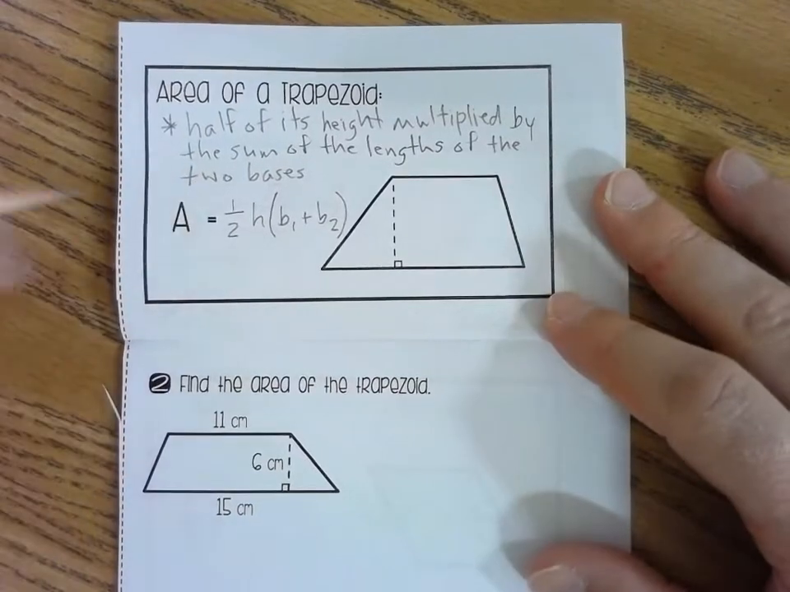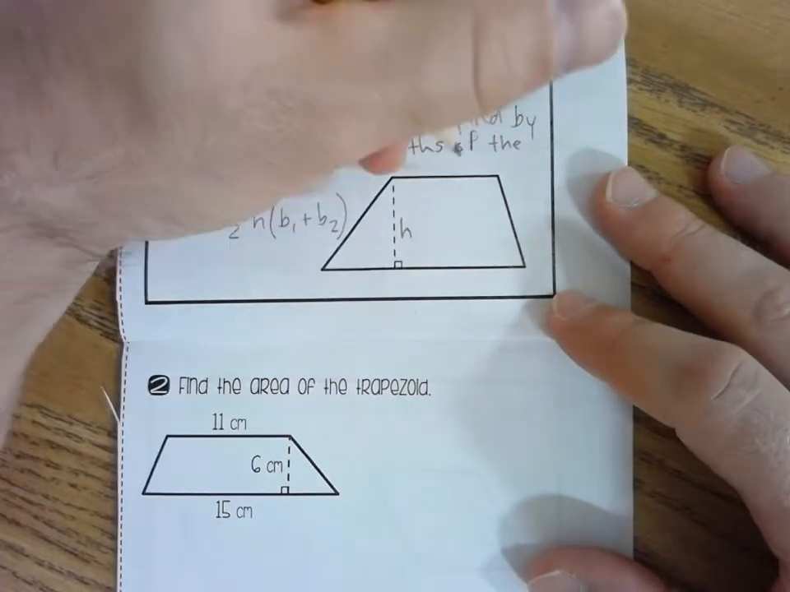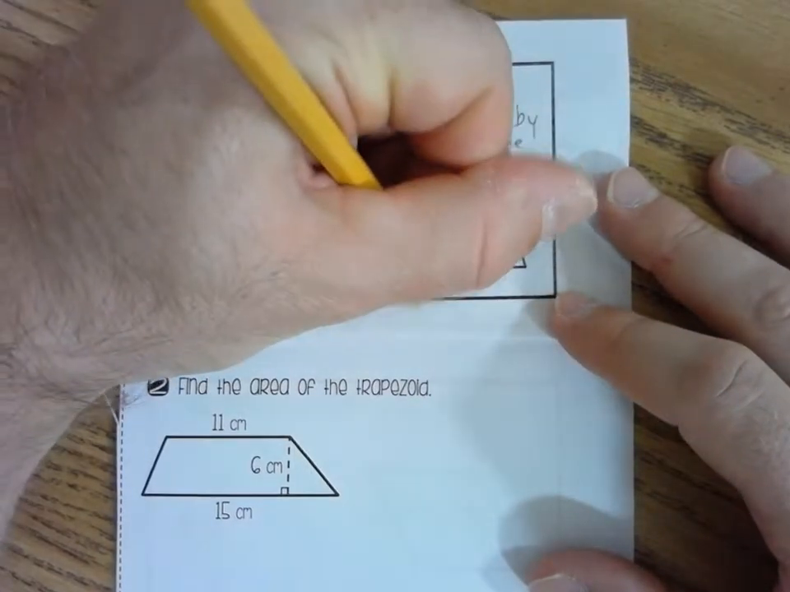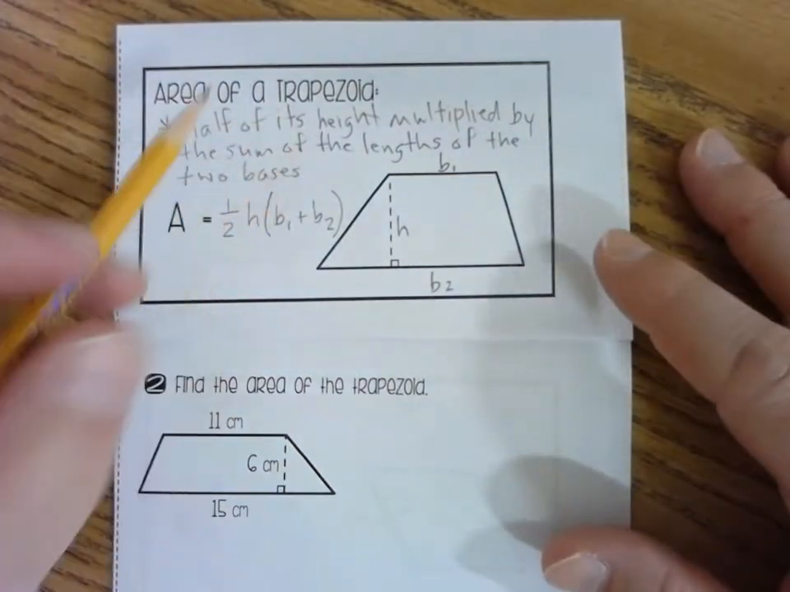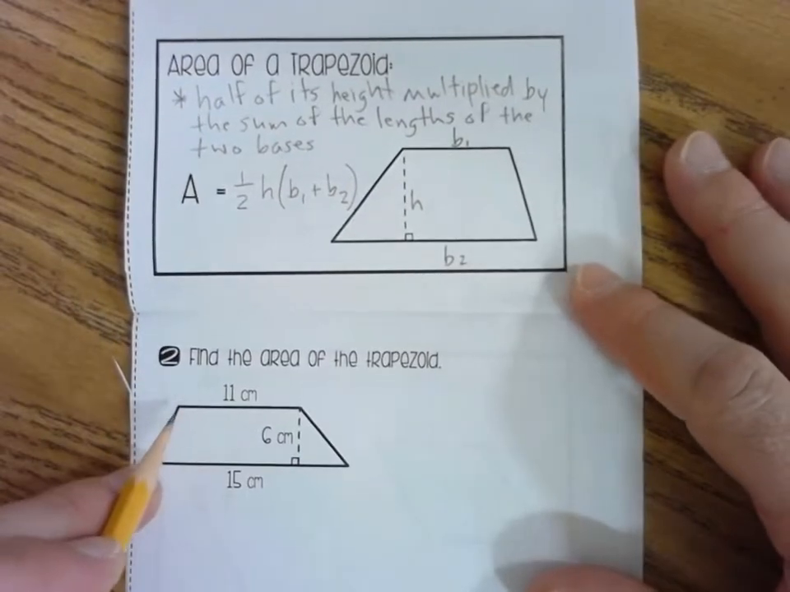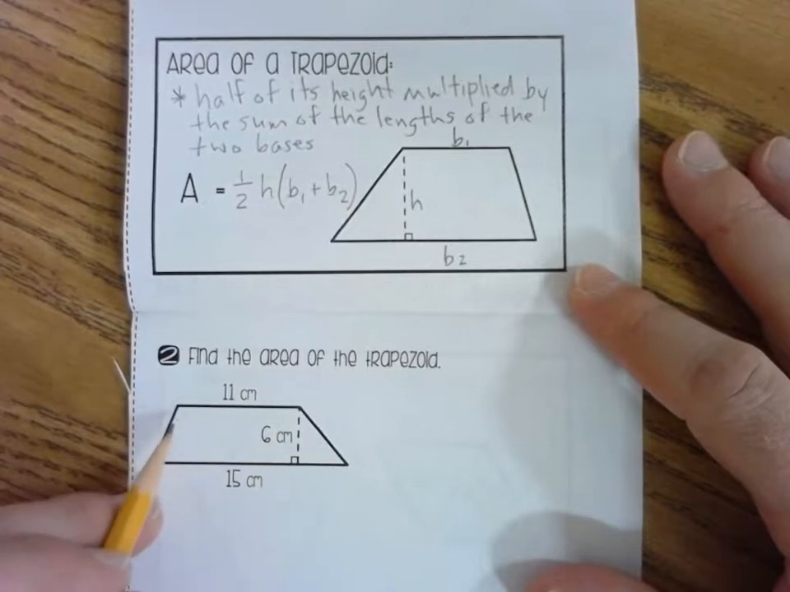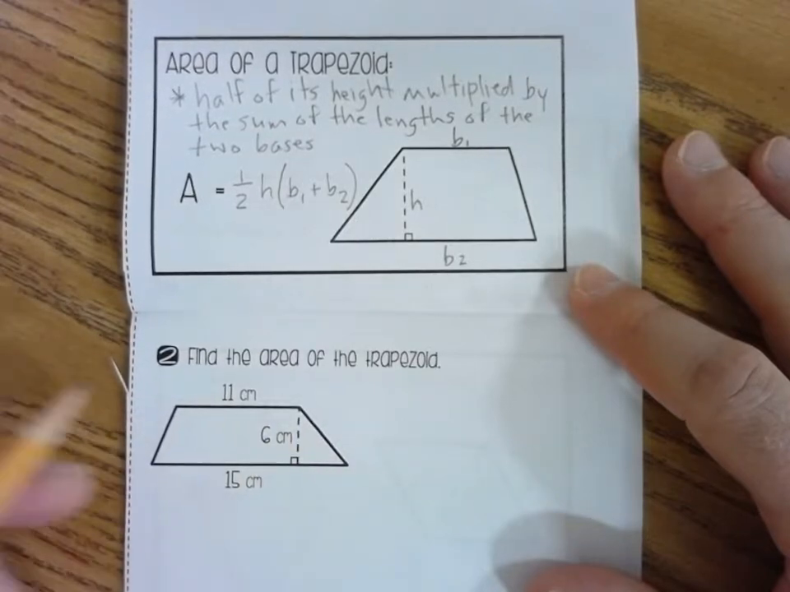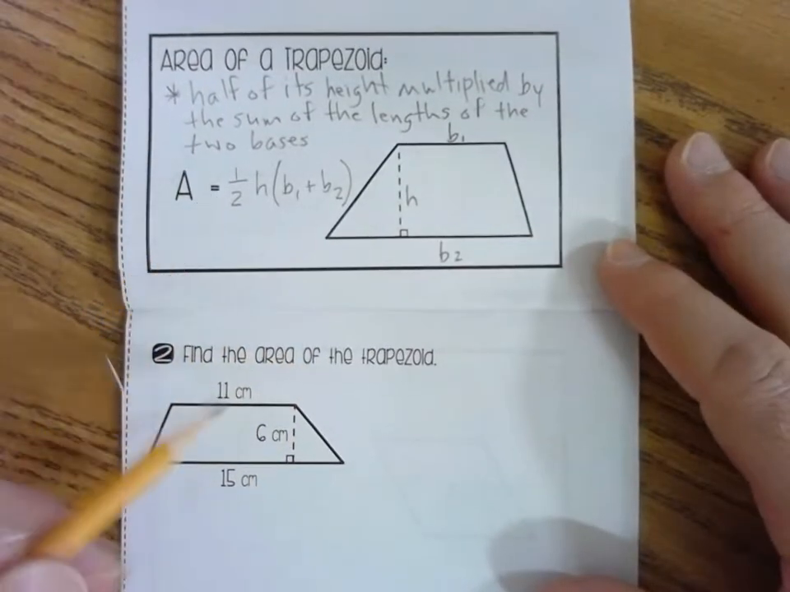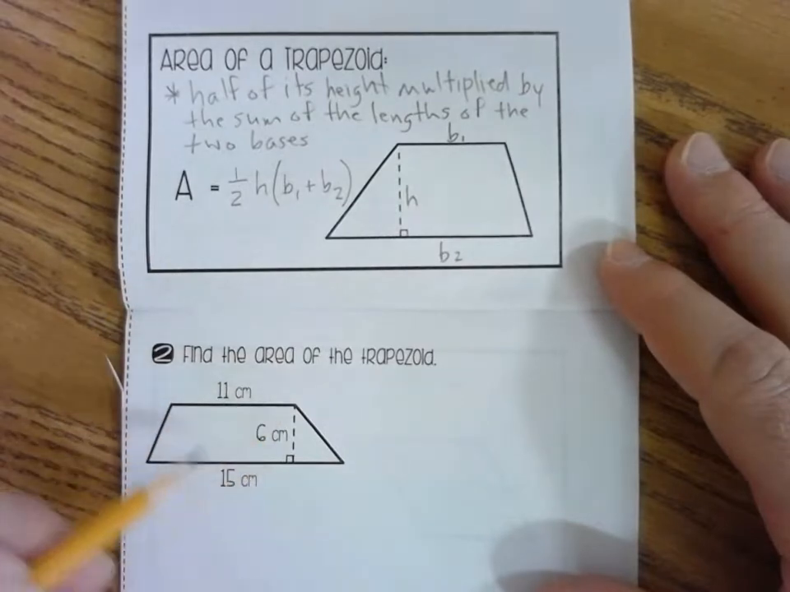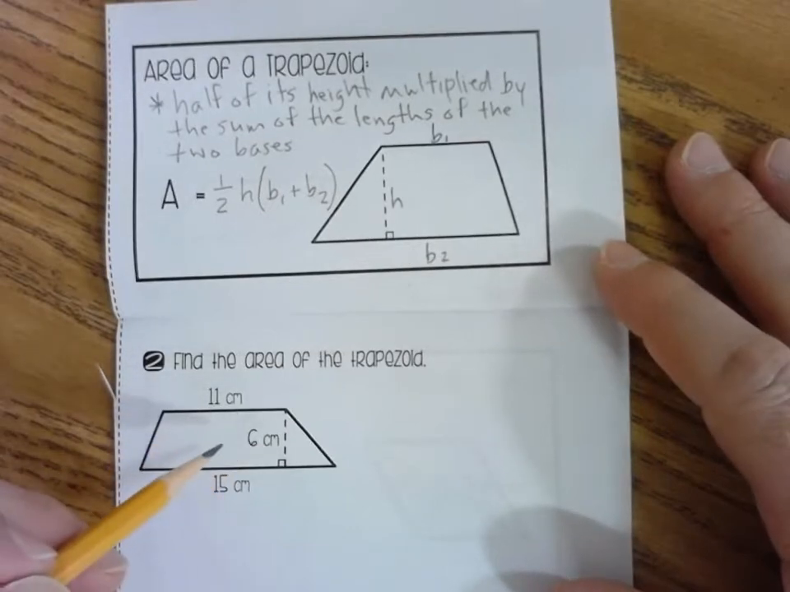Okay? So let's label these parts. We've got our height here. They always start at the top, so they say this is base 1 and this is base 2 down here. So you're going to have a problem. You have to recognize that this is a trapezoid. You have two parallel sides, and then these two sides are not parallel to one another. So it's important that you know how to see that this is a trapezoid figure.